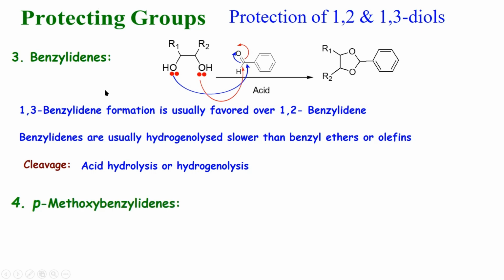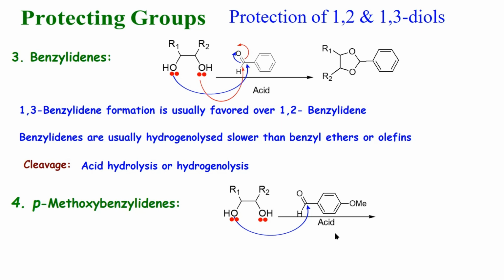Instead of benzylidines, we can protect in the form of paramethoxybenzylidines by treating the diols with the corresponding paramethoxybenzaldehyde in the presence of an acid. A similar reaction takes place. The OH electrons are shared with the carbonyl carbon, making the pi electrons move onto the oxygen, which becomes OH, and the lone pair of electrons available in the adjacent oxygen of the OH group attacks on the carbon, and OH minus gets kicked off, which combines with H plus of the acid and loses water molecule to give rise to paramethoxybenzylidine.